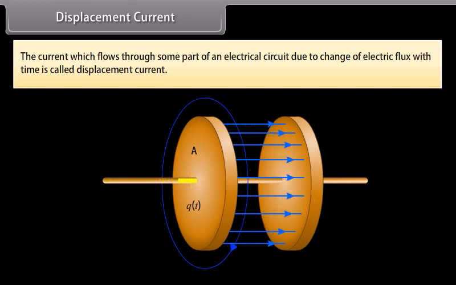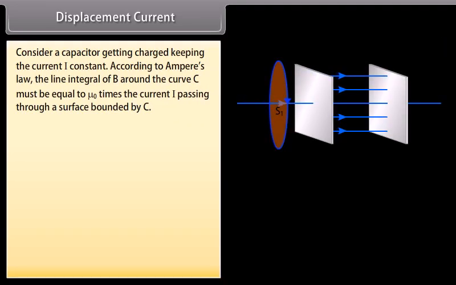Displacement current. The current which flows through some part of an electrical circuit due to change of electrical flux with time is called displacement current. Consider a capacitor getting charged keeping the current I constant. According to Ampere's law, the line integral of B around the curve C must be equal to mu naught times the current I passing through a surface bounded by C.